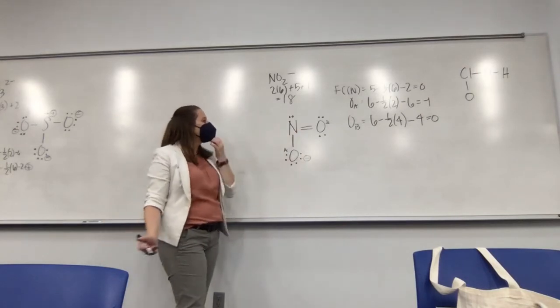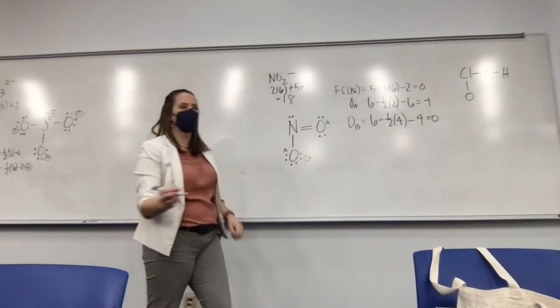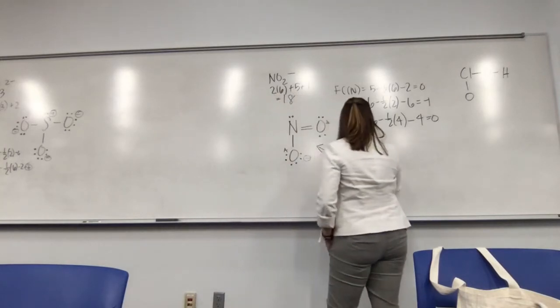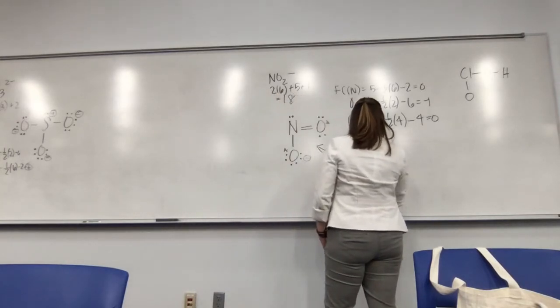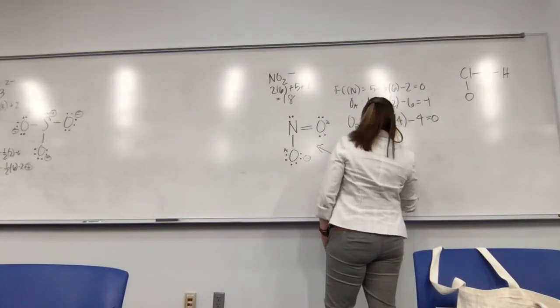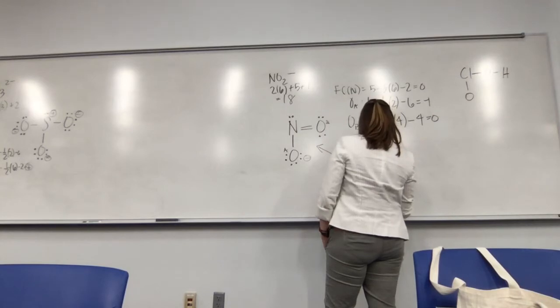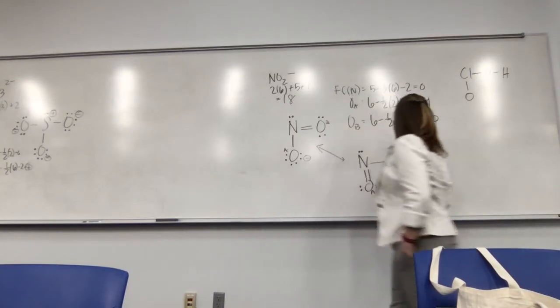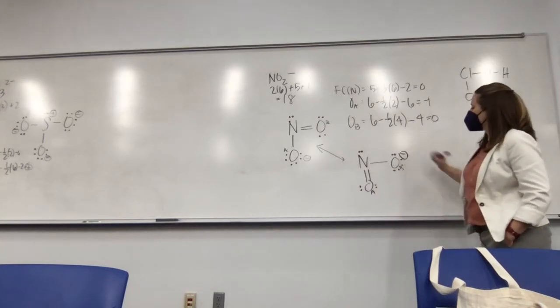It turns out that you could have drawn 2 structures. You could have also drawn this. This is B, and this is A. And in this case, the formal charges are going to switch.